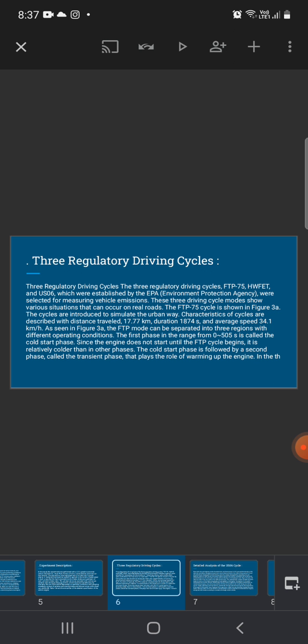As shown, the FTP mode can be separated into three regions with different operating conditions. The first phase, in the range from 0 to 250, is called the cold start phase, since the engine is not warmed up until the FTP cycle starts. It is relatively colder than the other phases. The cold start phase is followed by a second phase called the transition phase that plays the role of warming up the engine.